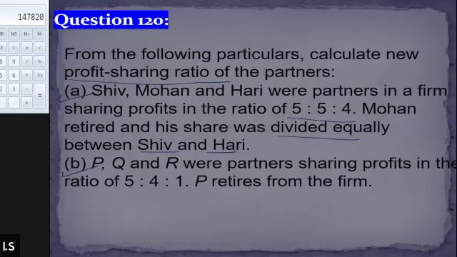All right, so what else is the question telling us? That Mohan retired and his share is divided equally between Shiv and Hari. So how do we find the new profit sharing ratio in this case? Will you be able to solve this question? Everyone, just try it once and then I'll help you. I'll show you the solution as well.